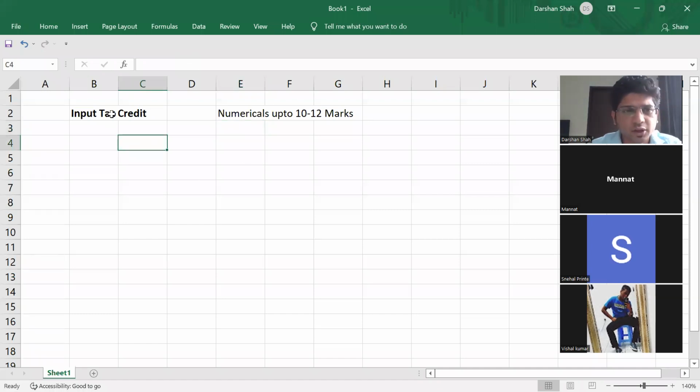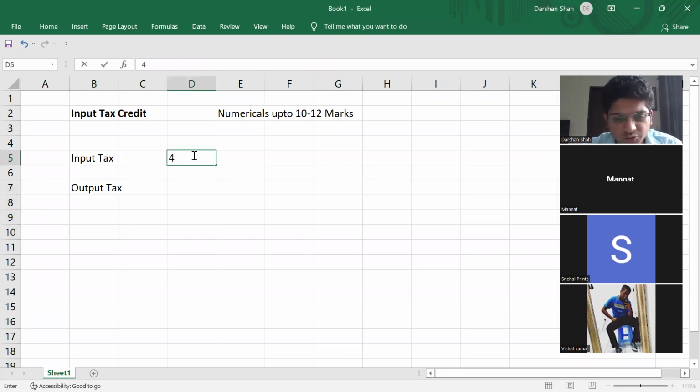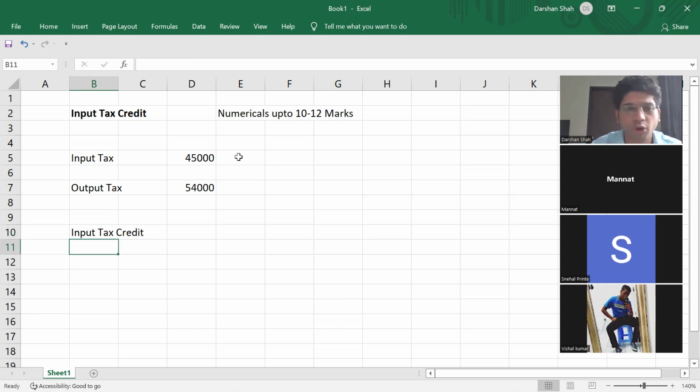All right, then let us start. We have discussed this a lot, at least 2-3 times we have discussed input tax credit. So today we are going to see it in detail. Let us say I have written input tax and output tax. Let us say input tax is 45,000 and output tax is 54,000, and I want to know what is the concept of input tax credit. First we'll take a simple example, and then we'll start taking our normal examples.